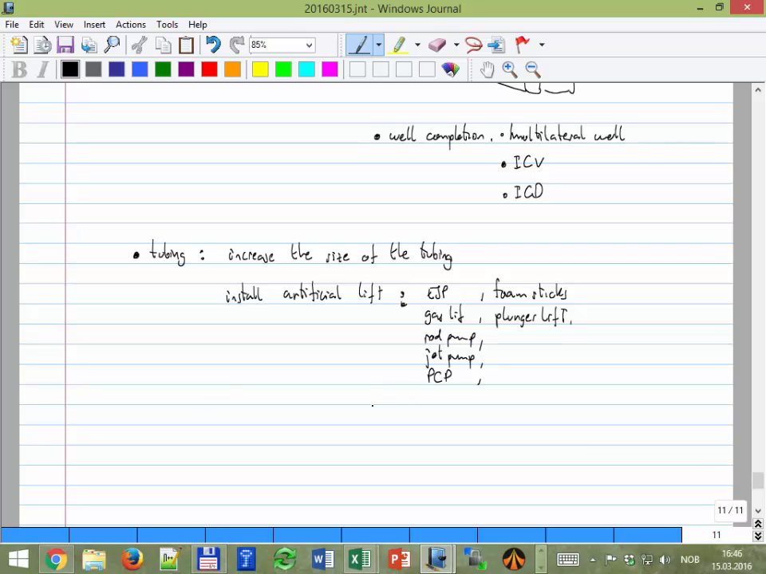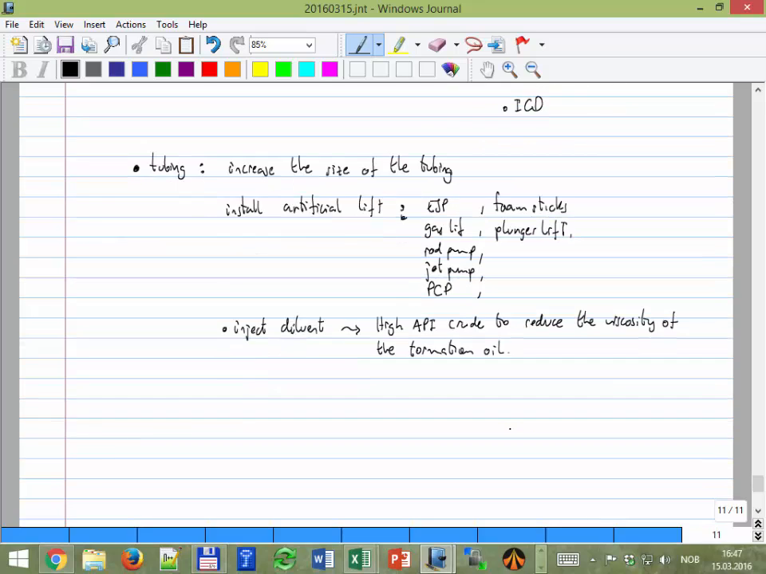You can also, if the viscosity is very high and you're pumping a very heavy fluid, inject diluent. That is a high API crude, to reduce the viscosity of the formation oil when the formation oil is very viscous, for example more than 100 centipoise. You inject diluent, which is just a light oil that is going to mix and reduce the viscosity of the resulting oil. What else can we make? I think that's more or less it.